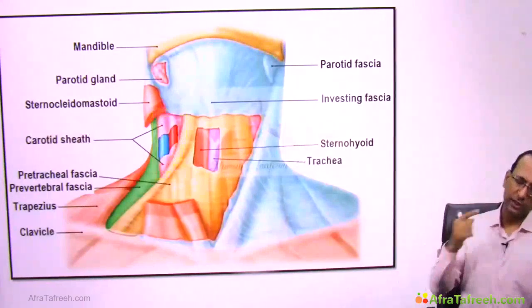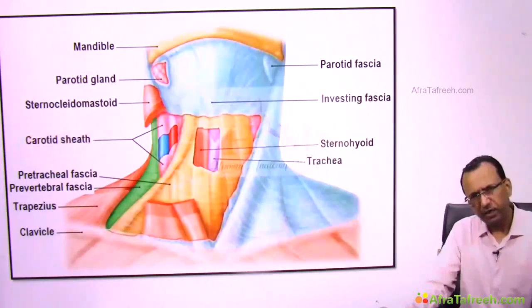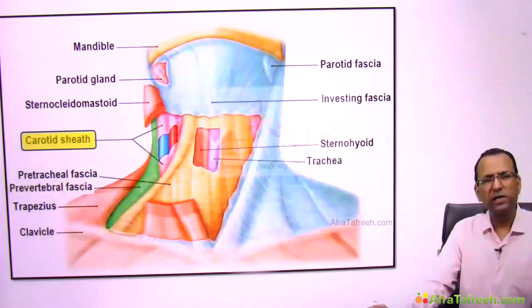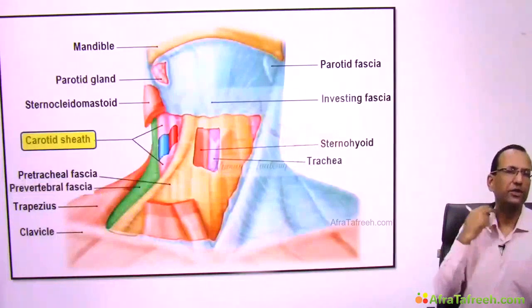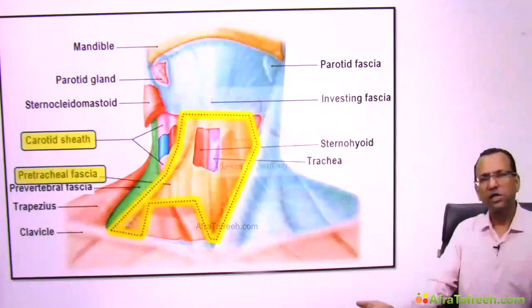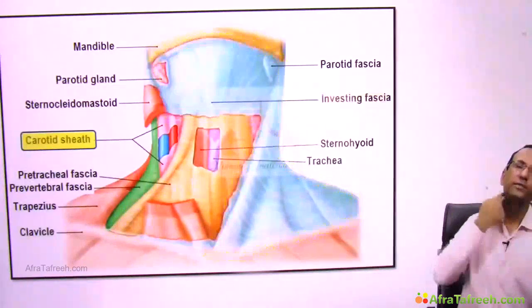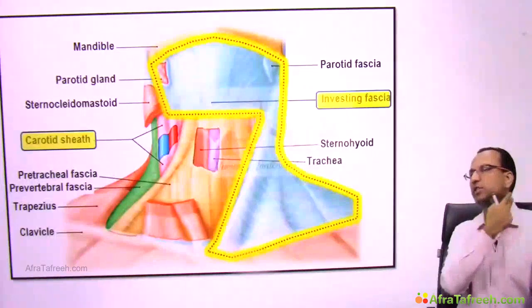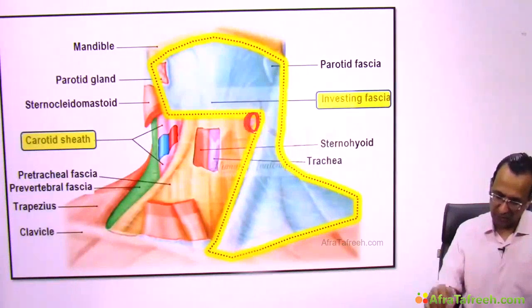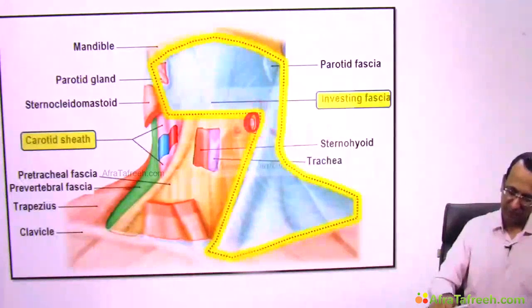Carotid sheath is contributed by three fascia. Can you tell me the names of the three fascia? I think posteriorly it was prevertebral fascia. Yes, correct. Anteriorly it was pretracheal fascia. Correct. Can you tell me who was the lateral contribution? Lateral must be the investing fascia. This is the carotid sheath there, and it is getting some lateral contribution by investing fascia.